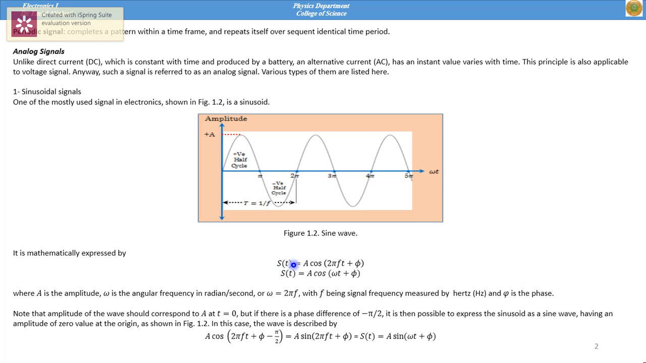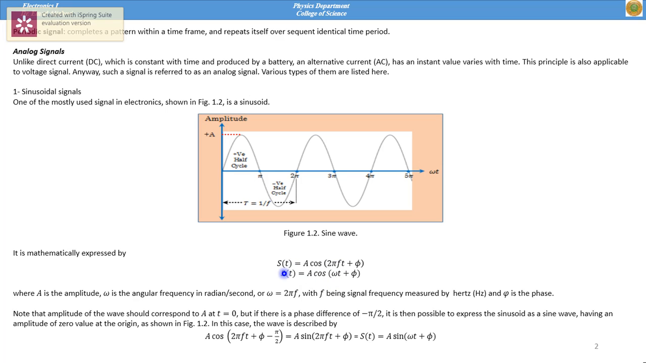S of t is equal to A cosine 2 pi f t plus phi. Phi is the phase difference and f is the frequency of the signal. The frequency can be calculated from this figure. We can see here from this point to this point is a complete period, labeled by capital T. Capital T is equal to 1 over f. Also here 2 pi f can be expressed by omega. Omega is the angular frequency.